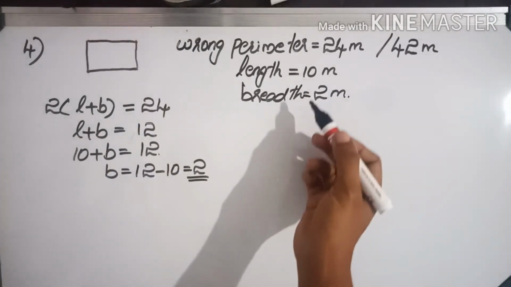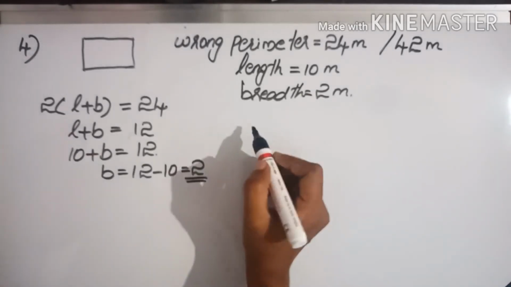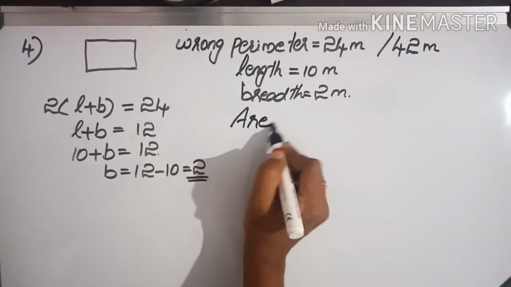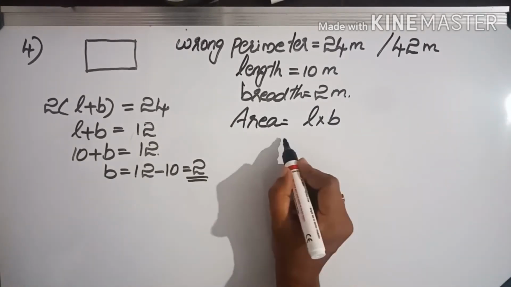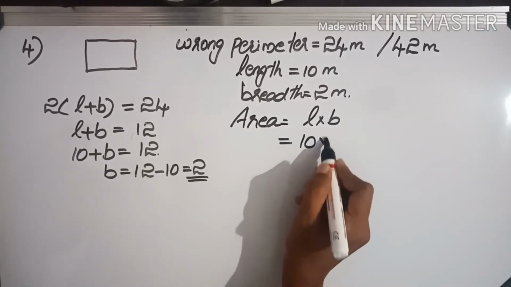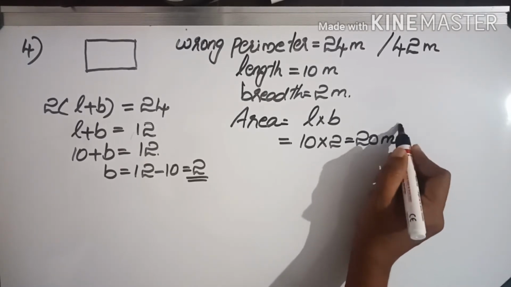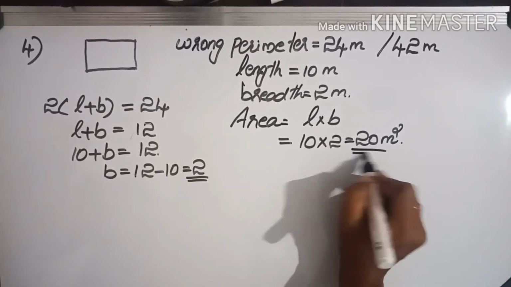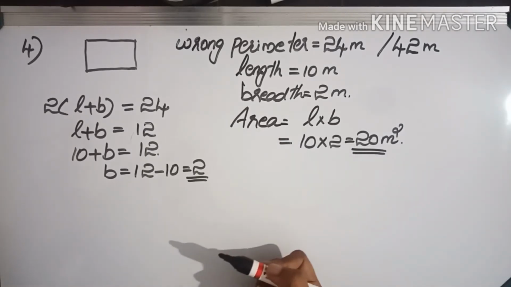Okay, now we got length and breadth. Now area is the same. Okay, so here what will be the area? Area equation is what? Length into breadth is area. So here area will be 10 into 2, that is equal to 20 meter square. Okay, so this is the first part answer. The area is 20 meter square.